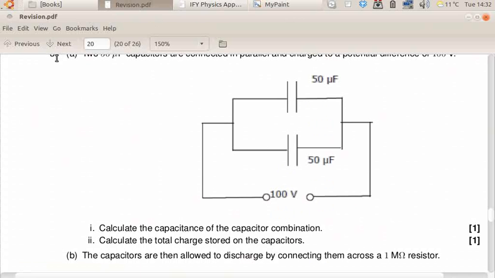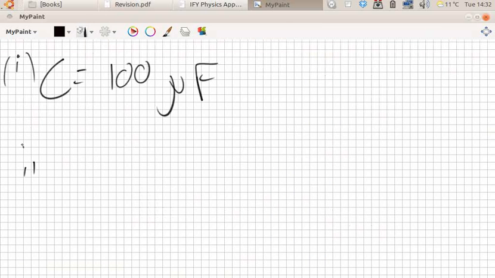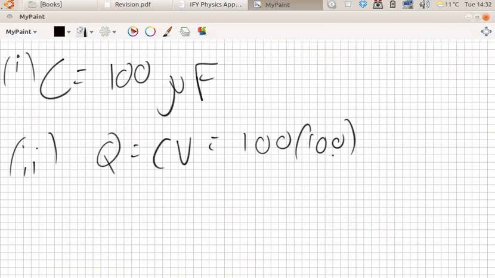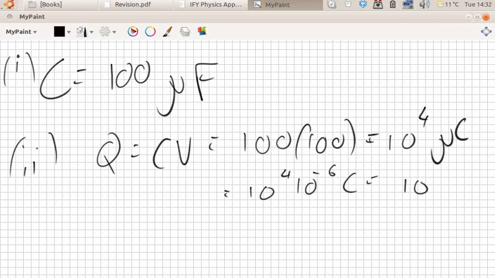That's part 1. And then part 2 is calculate the total charge. So that's Q equals CV, which equals 100 by 100, which would equal 10 to the 4. And that's microcoulombs. I think I'll write in what micro is now. So that's 10 to the 4 by 10 to the minus 6 coulombs. So that's 10 to the minus 2 coulombs, which is not quite a milli, a centicoulomb, that sounds silly. We'll say 10 millicoulombs, yeah?